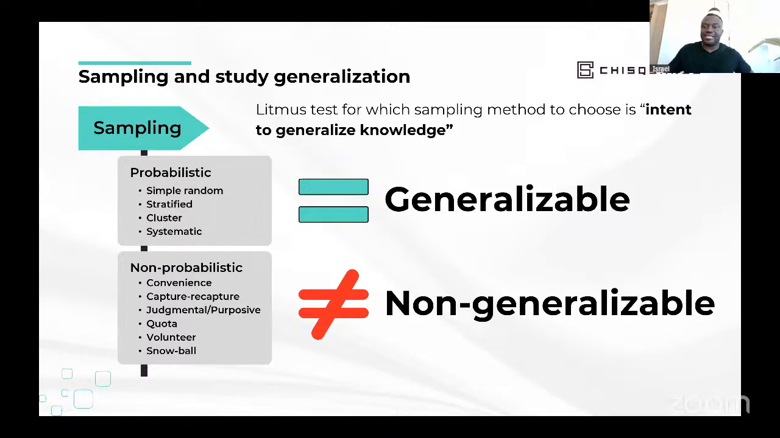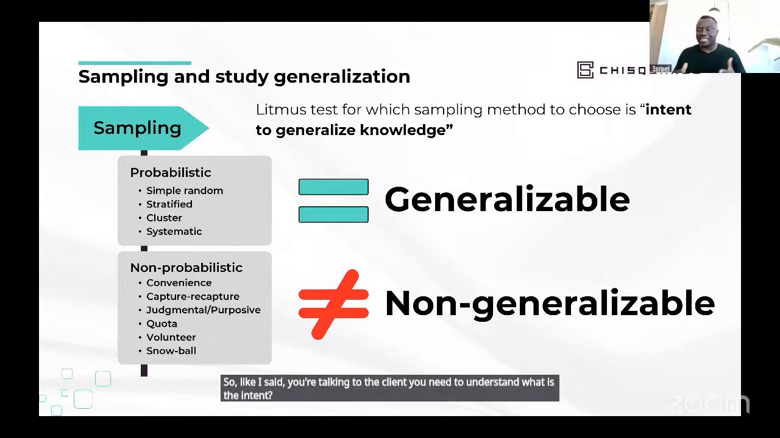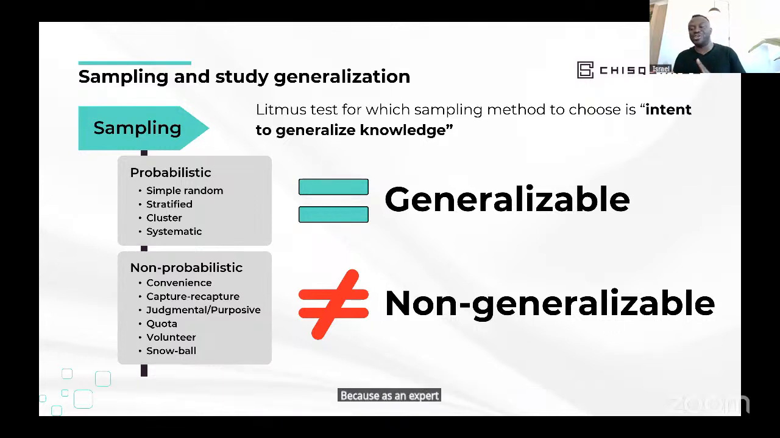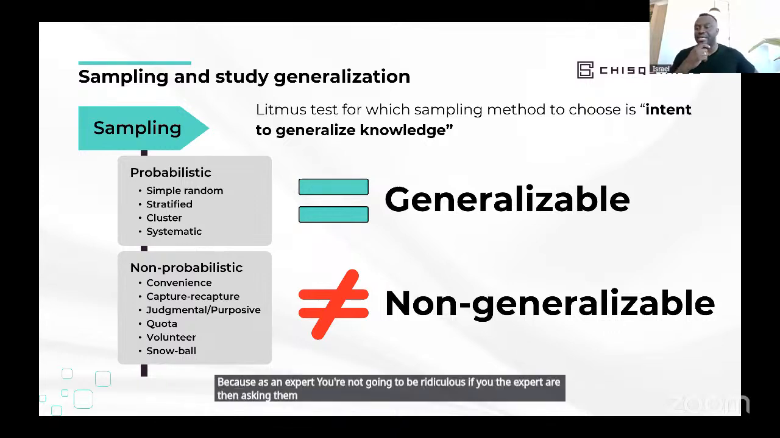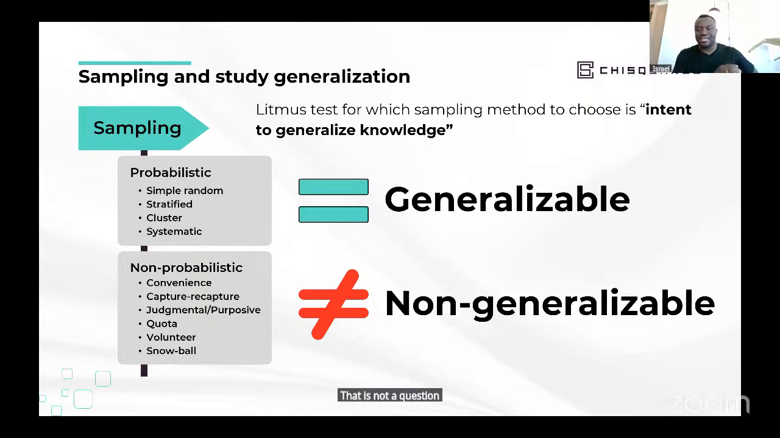So, like I said, you're talking to the client, you need to understand what is the intent. Because as the expert, it will be ridiculous if you, the expert, are then asking them, so what sampling methods do you want to use? That is not a question for you to ask your client.